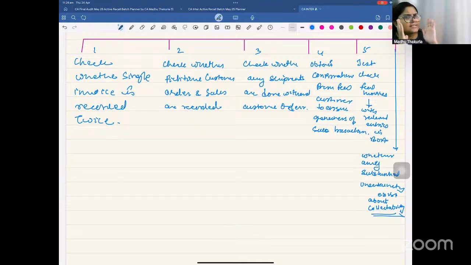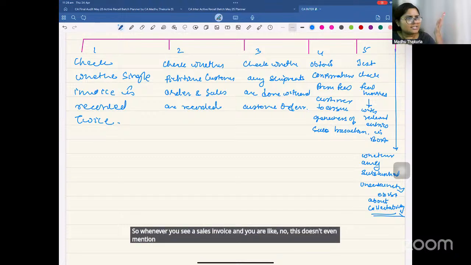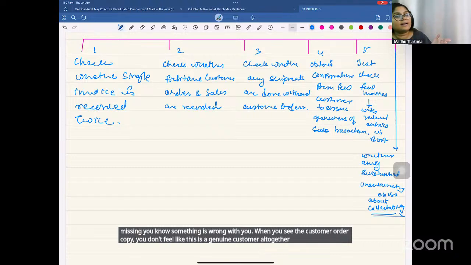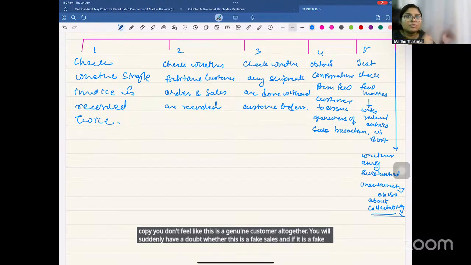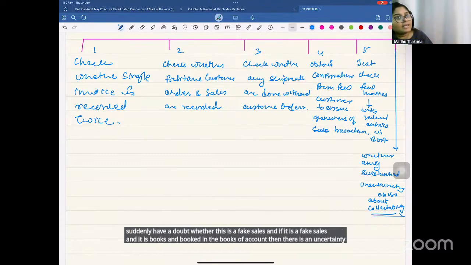So whenever you see a sales invoice and it doesn't even mention a proper address of the customer, the GST reference of that customer is missing, something is wrong. When you see the customer order copy, you don't feel like this is a genuine customer altogether. You will suddenly have a doubt whether this is a fake sale. And if it is a fake sale and it is booked in the books of account, then there is an uncertainty that the money will never be received.